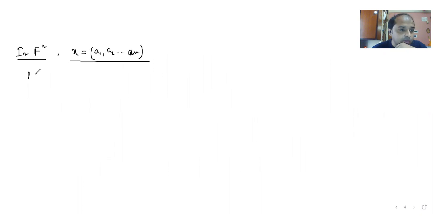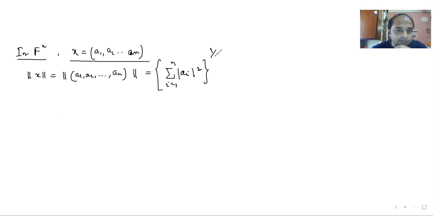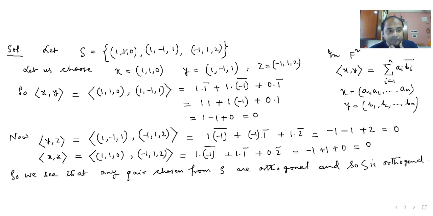Also, in the last class I told you that in Fn, if x is equal to (a1, a2, ..., an), if the vector is like this, the norm of x is defined as the norm of (a1, a2, ..., an), which is equal to the summation i goes from 1 to n of mod ai square, to the power half. I mean, we are taking the square root over here. So I'm going to check whether these vectors are unit vectors or not.